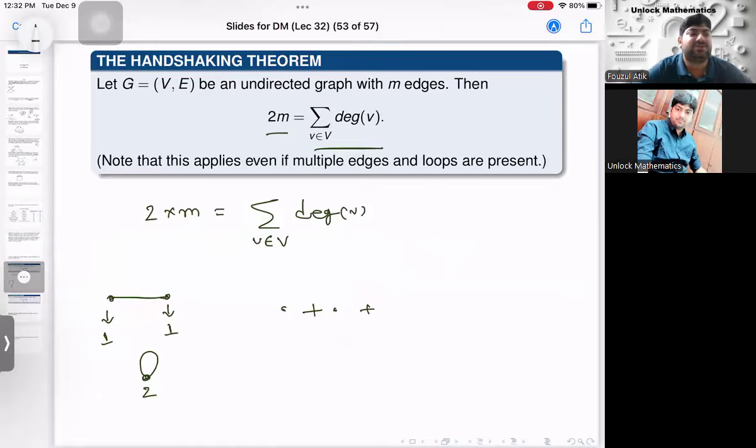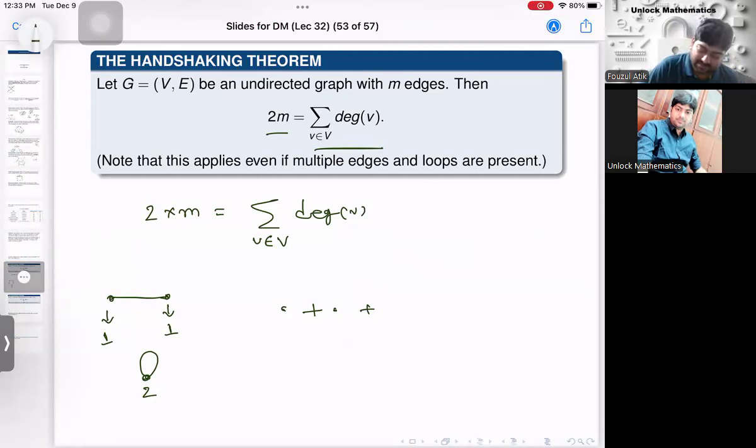Even if you have multiple edges, the same thing will work. Therefore, this is known as the handshaking theorem. The handshaking theorem says that the sum of the degrees of the vertices is equal to 2 into the number of edges. Clear? Now I'm giving you an example.